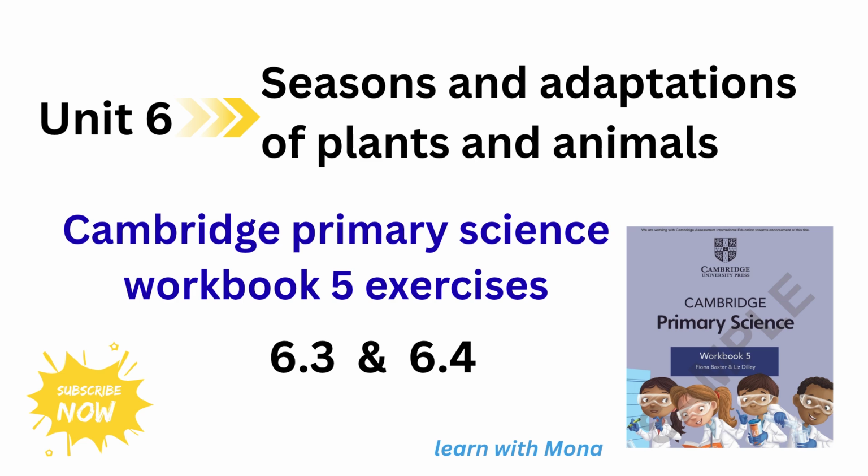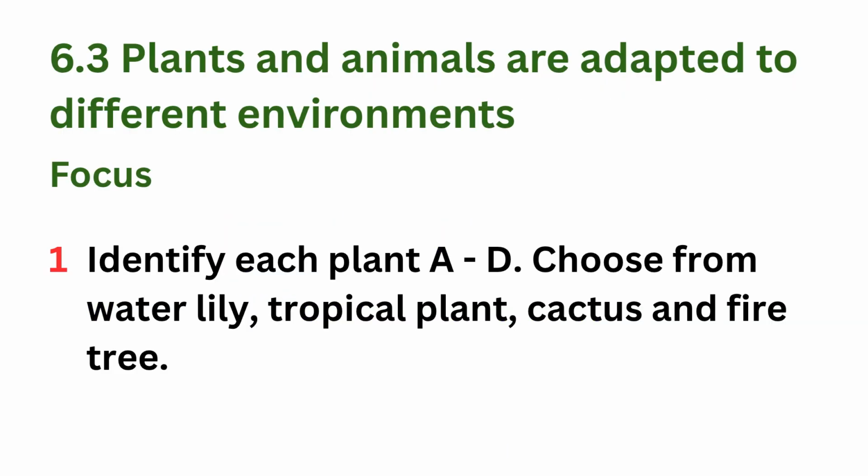Today we are going to do the exercises from Cambridge Primary Science Workbook 5. 6.3 Plants and animals are adapted to different environments. Focus. Question number 1. Identify each plant A to D.